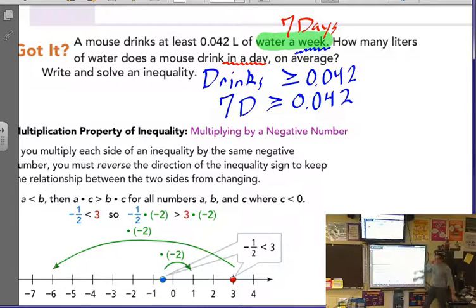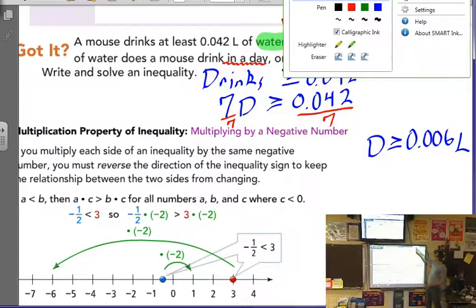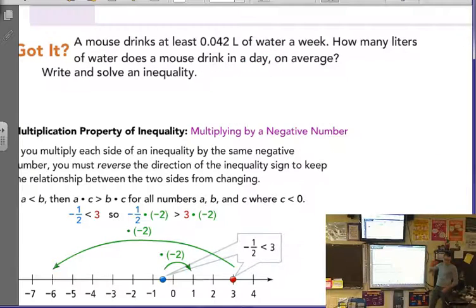We can then divide that 42 thousandths by 7, and we get that every day he must be drinking greater than or equal to 6 thousandths of a liter. Now that seems really small, but realize a liter is really big. So that water bottle that I always have, that's a liter. So 6 thousandths of that compared to a mouse, you can kind of see how that sizing would make a little bit more sense.